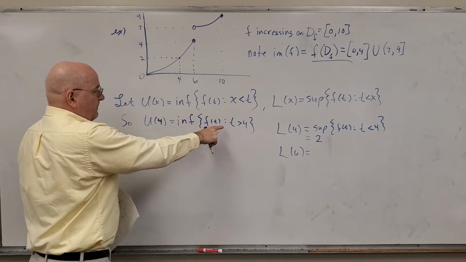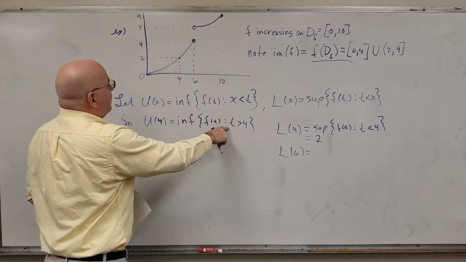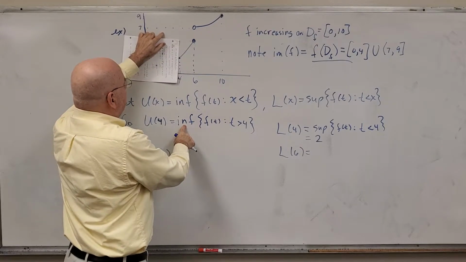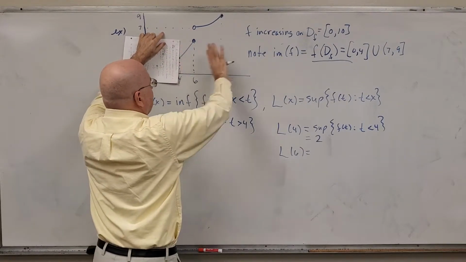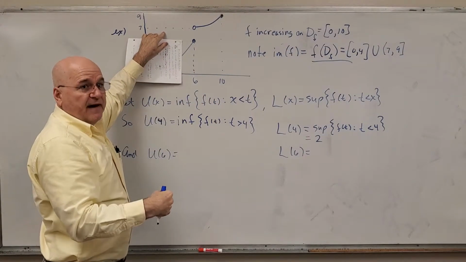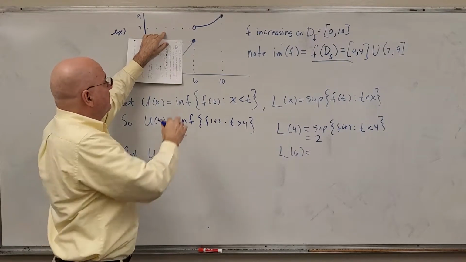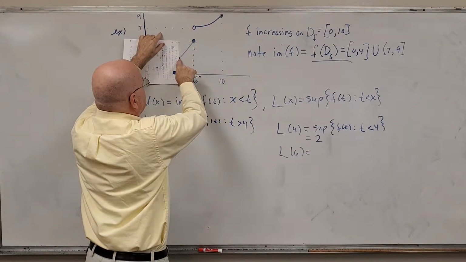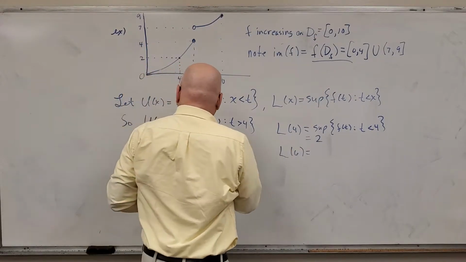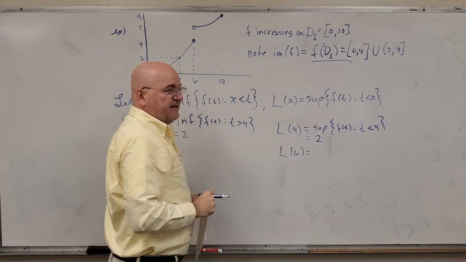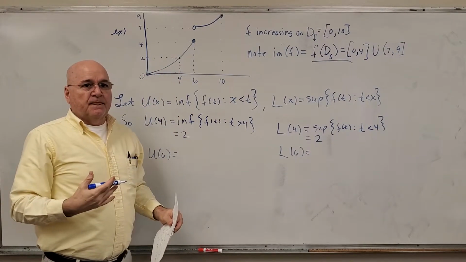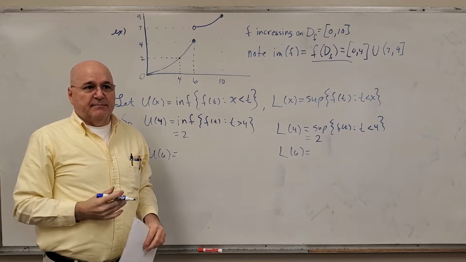Well, U of 4 considers only the numbers that are greater than 4, to the right of 4. And we're looking for the infimum of all of the heights of the function from here on. The infimum will be the lower bound, the greatest lower bound. So the lowest height that it takes is what? 2. And that turns out, we'll see in a minute, that's a good sign. We'll see in a few minutes that that means that the function is continuous at that point.